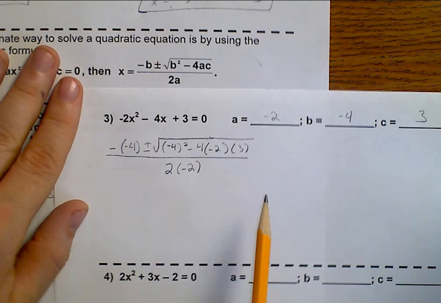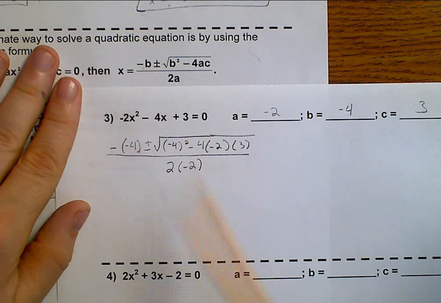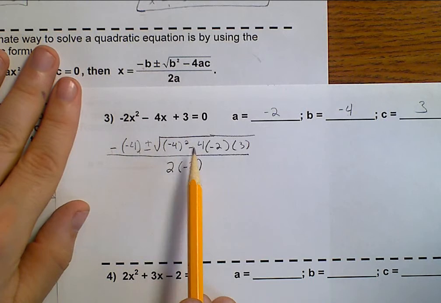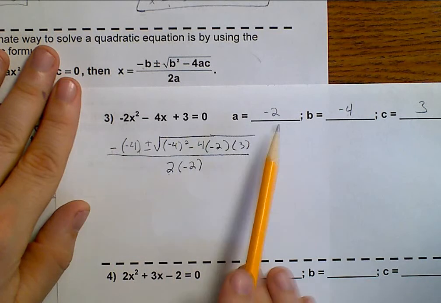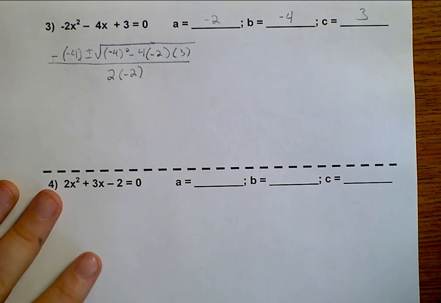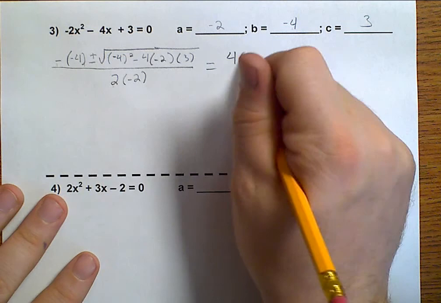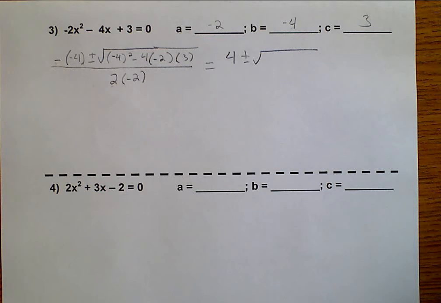So we have negative b, so I have negative, and then b was negative 4, plus or minus the square root of b squared, so I put negative 4 in parentheses and squared it, minus 4 times a times c, all over 2 times a. Well, let's go ahead and solve this. Negative 4 is just a positive 4, plus or minus the square root. I'm going to put everything that's in the square root in parentheses. So negative 4 squared minus 4 times negative 2 times 3.